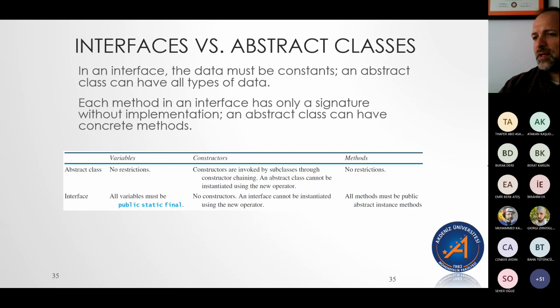Finally, as far as methods, just like the variables, abstract classes have no restrictions. We can have public methods, private methods, abstract methods, concrete methods, everything. For an interface, all methods are public and abstract, so there are no concrete methods in an interface.